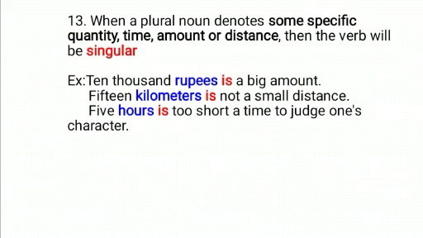Example, 10,000 rupees is a big amount. 15 kilometers is not a small distance. 5 hours is too short a time to judge one's character. So here rupees, kilometers, hours are referring to quantity, amount, distance. So you have to use a singular verb for this. Hope you have understood. These are a few of the rules of subject-verb agreement.